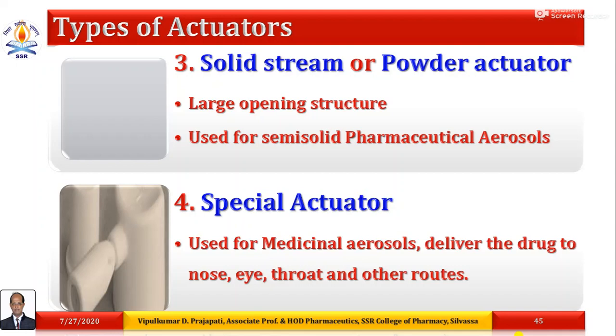The fourth type of actuator is the special actuator. They are used for medicinal aerosols and delivering the drug to the nose, eye, throat and other routes. Hence they are known as special actuators.